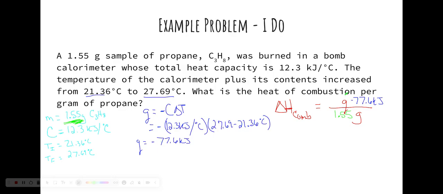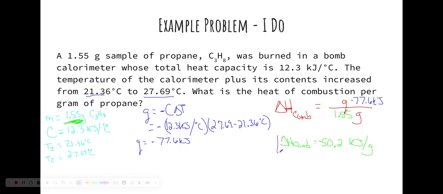Now, what we're going to do is just divide this out, and we're going to get the heat of combustion is equal to negative 50.2 kilojoules per gram. And don't forget the negative sign. Now, in terms of this being our final answer, it indeed is.